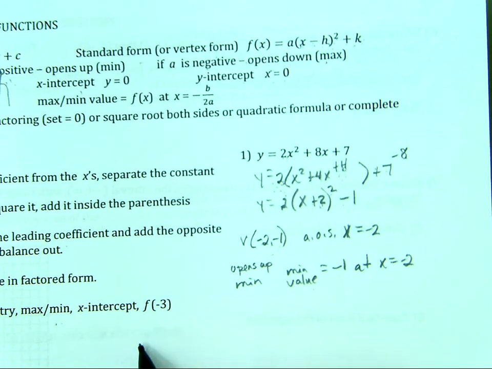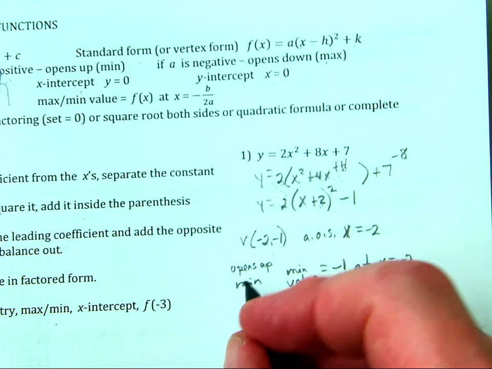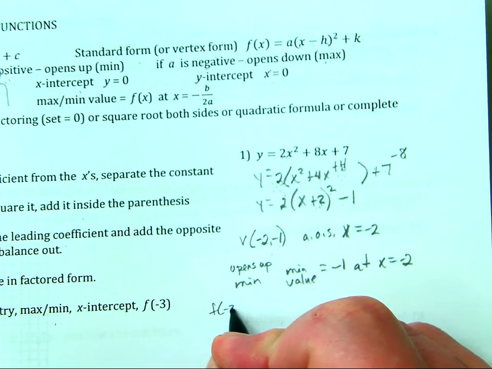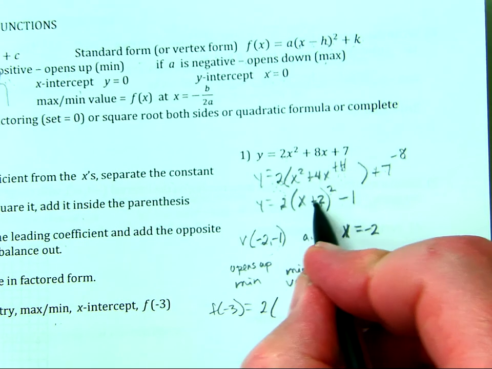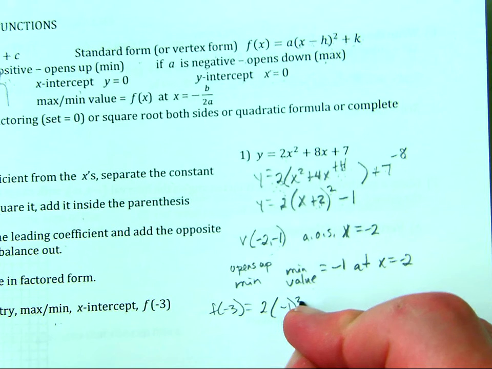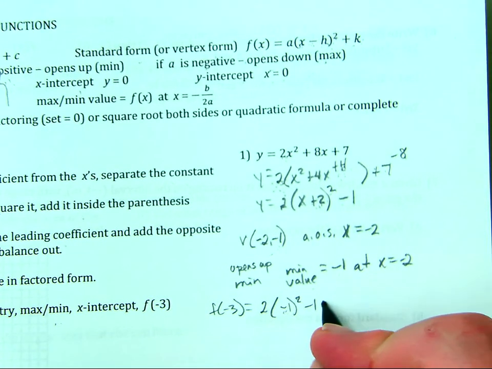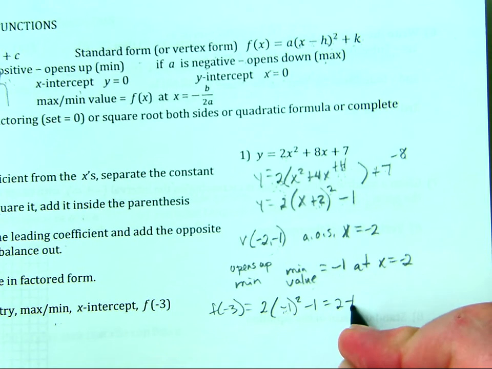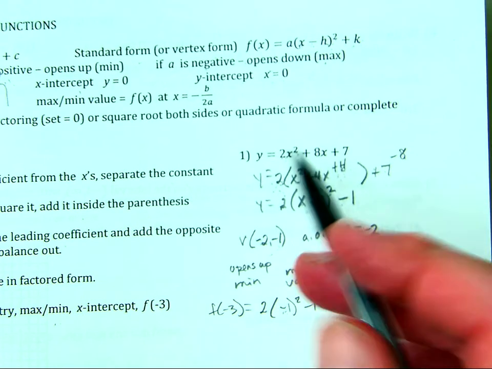Then it also asks us to find f of -3, so we're going to plug -3 in there. You can plug it into our last answer or what we started with. It doesn't matter, it'll work either way. So let's just plug it into our last answer. We have 2 times (-3 plus 2), which is (-1) squared, minus 1. -1 squared is 1, times 2 is 2, so that's 2 minus 1 equals 1. Again, you could have plugged that in here in our vertex form or in the beginning in our general form.